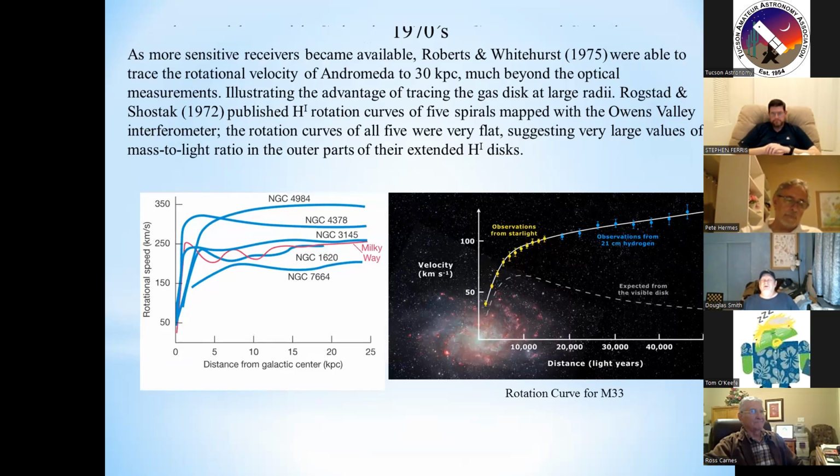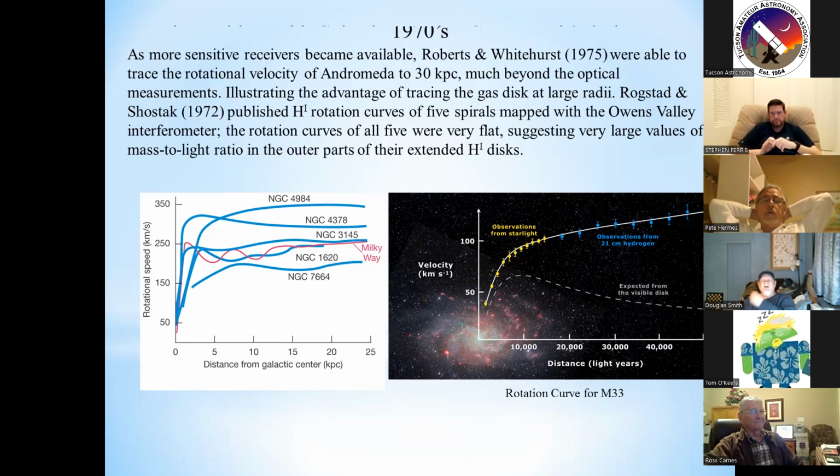So for example, here's some work that was done. Roberts and Whitehurst were able to trace the rotational velocity of Andromeda out to a distance of 30 kiloparsecs, which is way beyond the edge of the visual galaxy. And a couple other guys, Rogstad and Shostak, published hydrogen rotation curves of 5 different spirals using the Owens Valley radio telescopes.